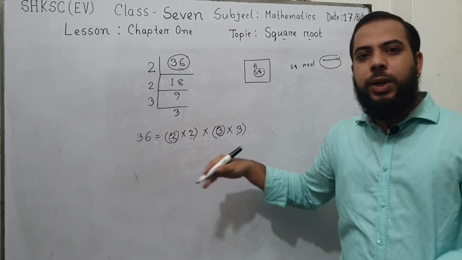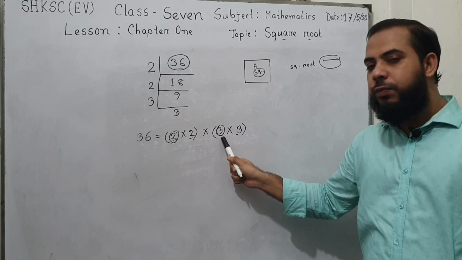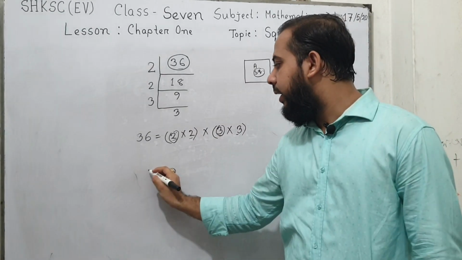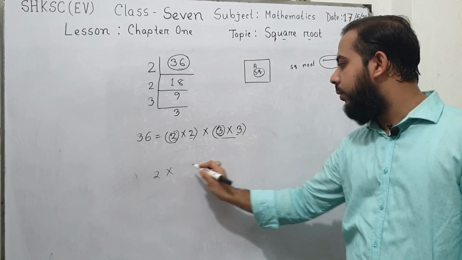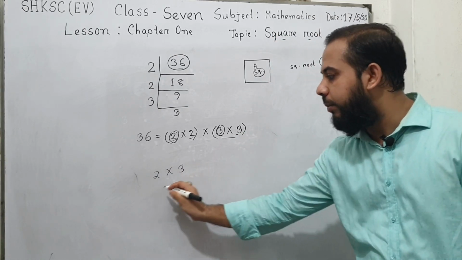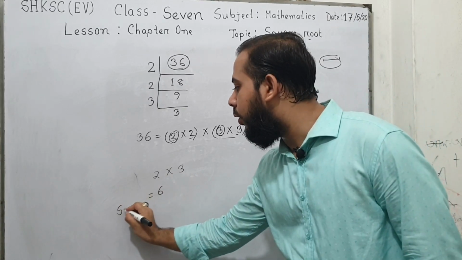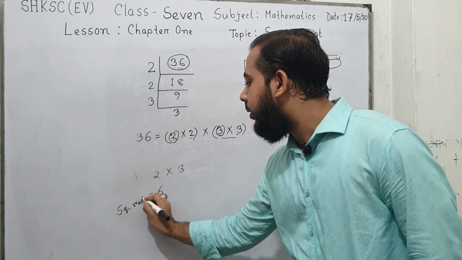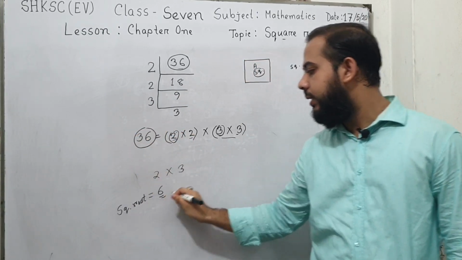So now we take only 1 from this pair of 2 and 1 from this pair of 3. That is, we take 2 from here and 3 from here, and if we multiply these, we get 6. So the square root is 6. The square root of 36 is 6.